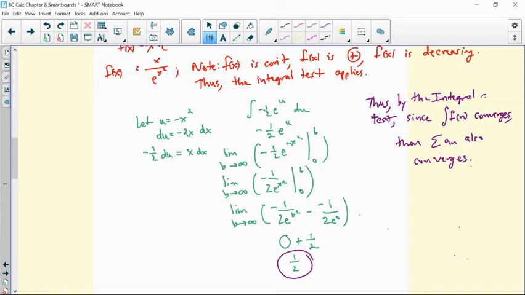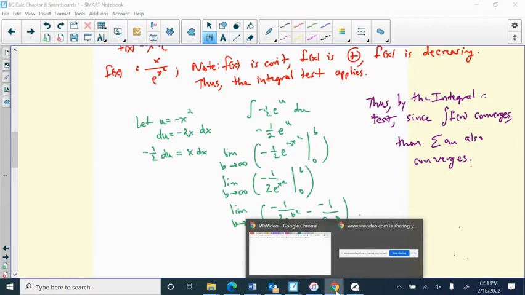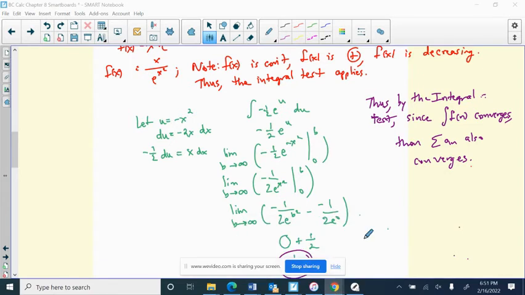Now, the natural next question is, how close are those values? Because if the terms are getting really small, and the integral represents area under the curve, you can see where I'm going with this, will that give us an approximation? And the answer is yes, it will give us an approximation. However, it may not be a great approximation, and that's where the integral error test is going to come in. That's what we're going to talk about in tomorrow's class.